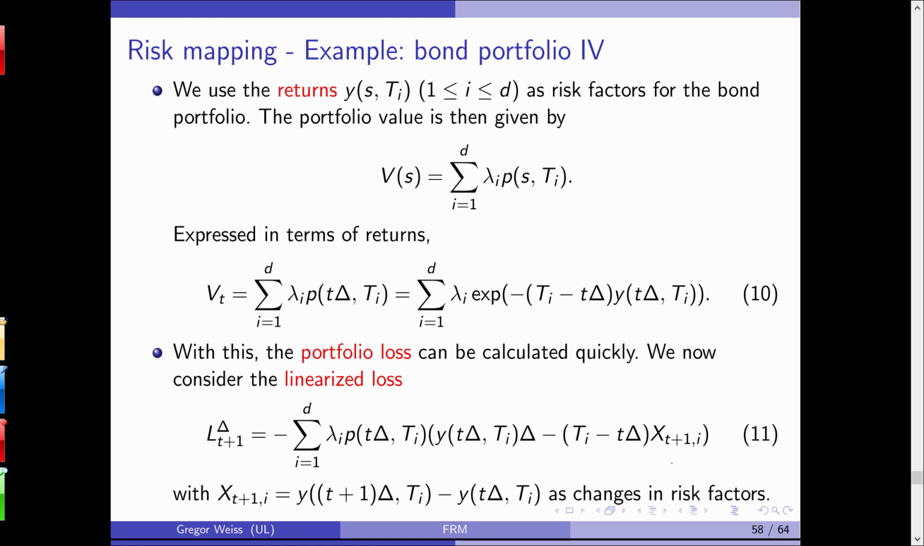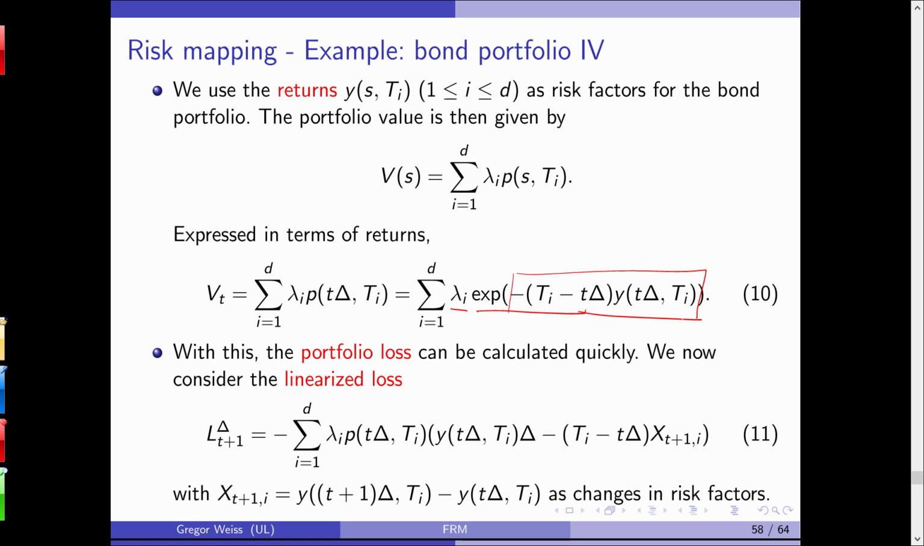Now we use the returns, Y, as risk factors for the bond portfolio. We are assuming, of course, that this portfolio is risk-free. Otherwise, we would need to use credit spreads as additional risk factors. We're using the returns, and the portfolio value is then given by V equal to the sum over all d bonds times lambda i times P. Expressed in terms of returns, this is Vt equals the sum of lambda i times the exponential function of this weighted yield.